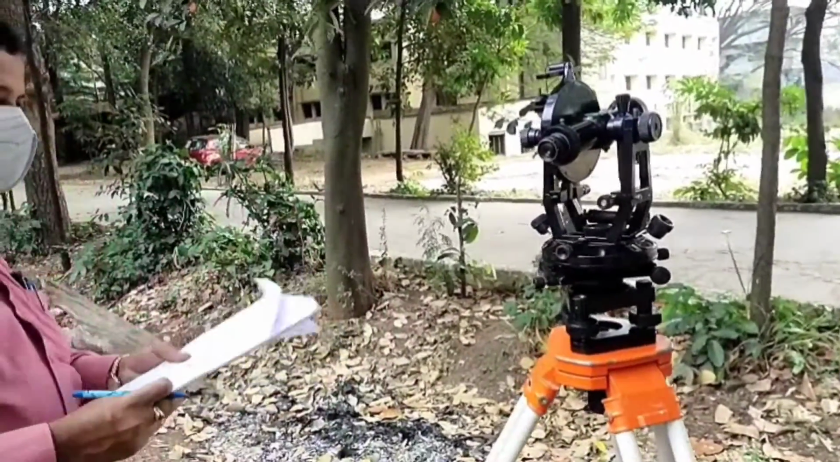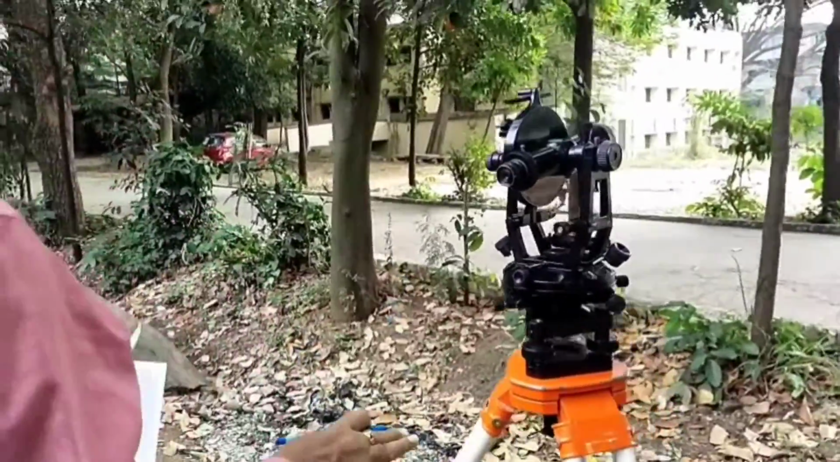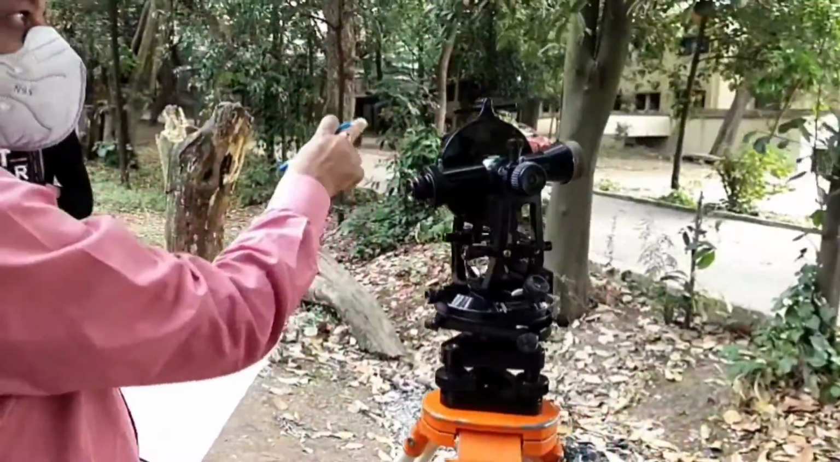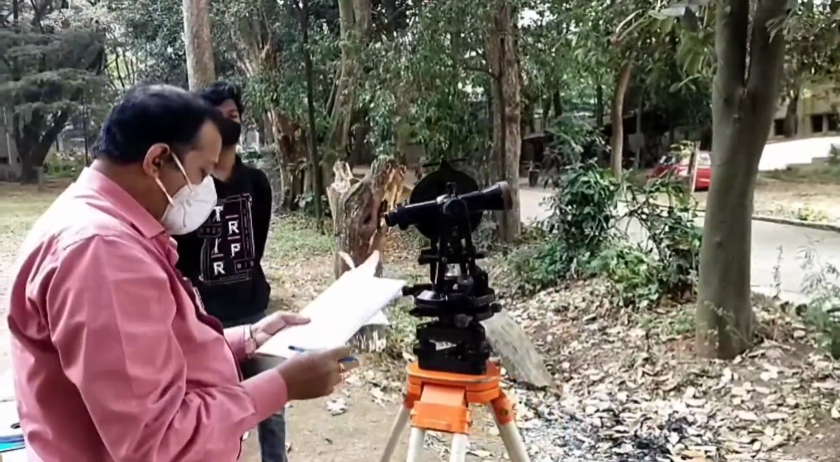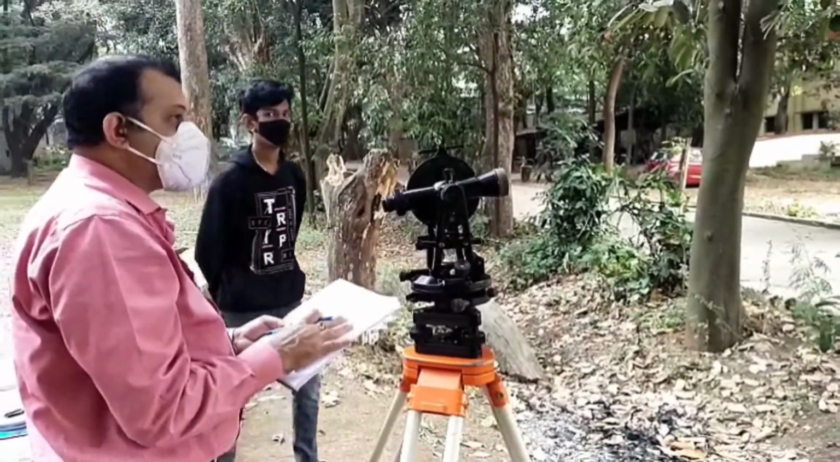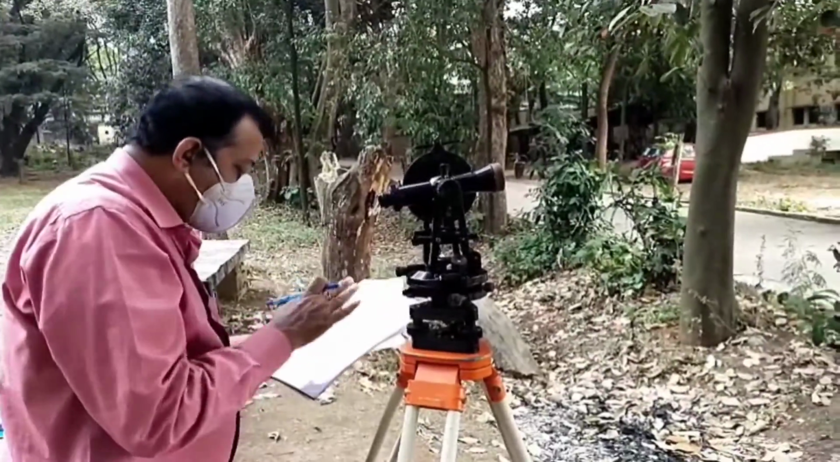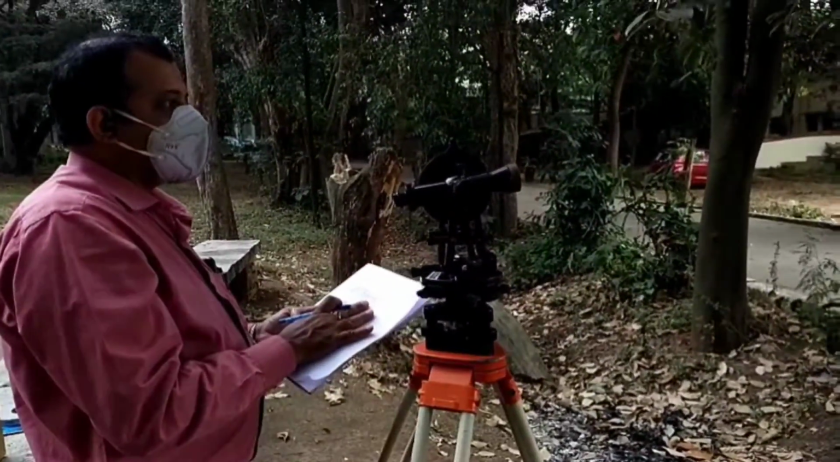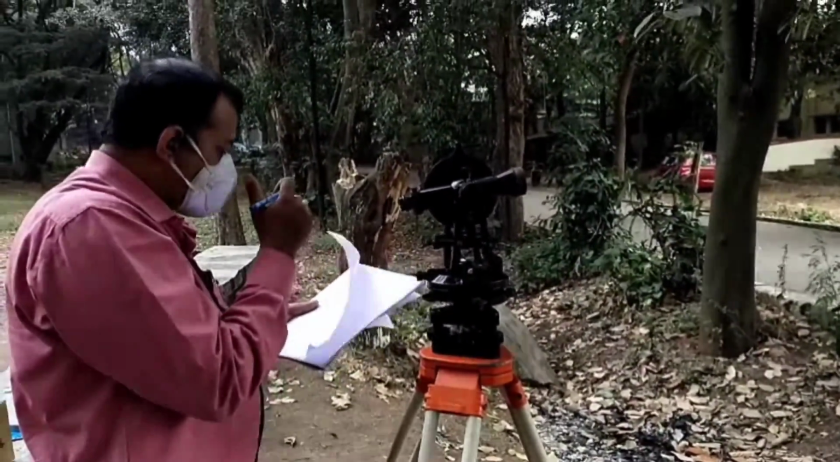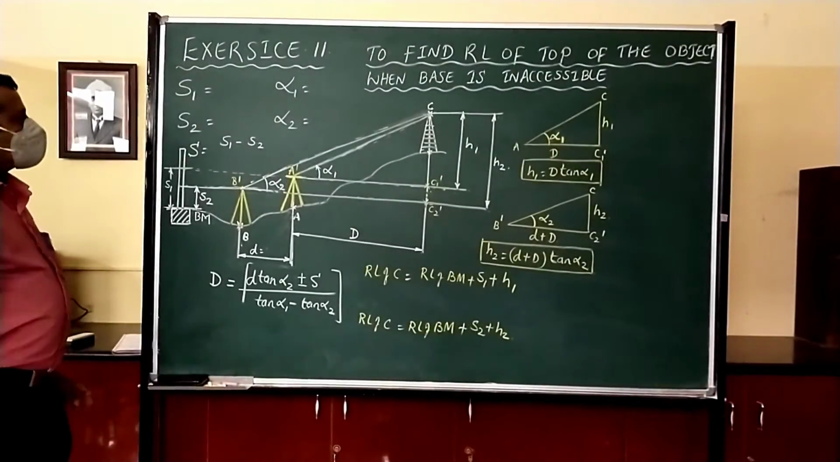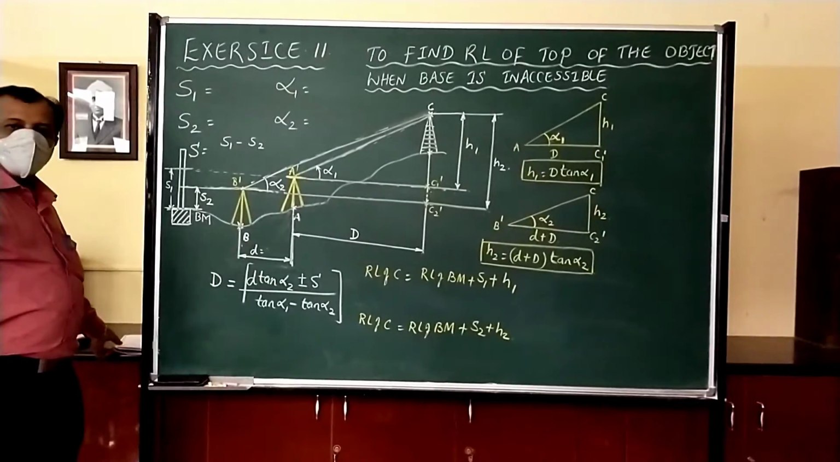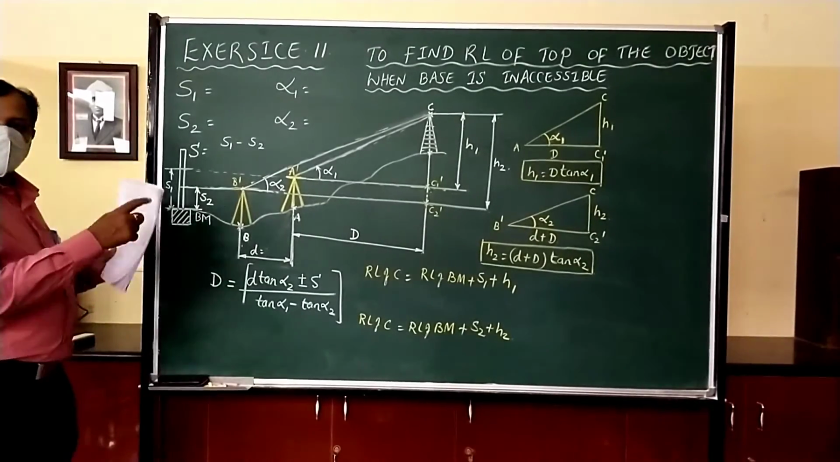Now we have made the observations from station B, the staff reading we have taken and angle alpha 2 we have taken. So these are the observations we have made in the field. After making all the field observations, let us do the calculations.